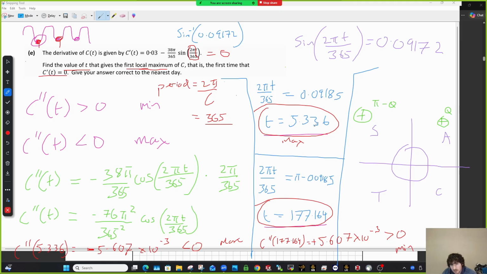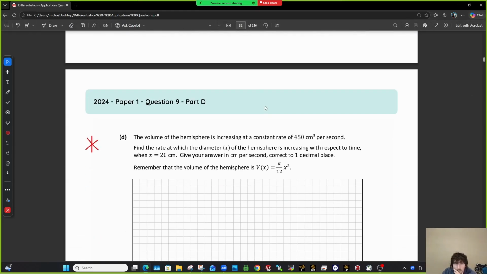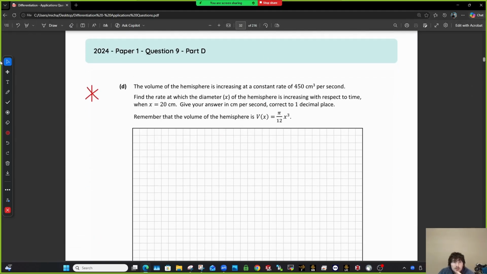The units of t are probably days. You add 365 to this. So the next local maximum would occur at 370.336 days. Okay, hopefully that makes sense to people. That was a pretty great question there, okay? So we'll move on to this one here.